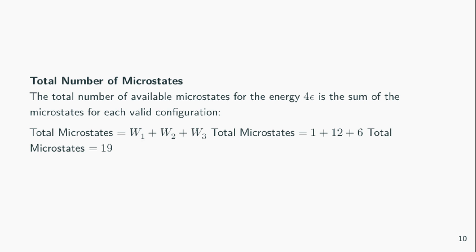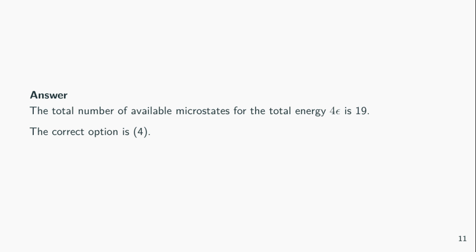Total microstates equals W1 plus W2 plus W3. That's 1 plus 12 plus 6. Adding those up, we get a total of 19 microstates. So there are a total of 19 available microstates for our system of 4 distinguishable particles to have a total energy of 4 epsilon. Looking back at our options, the correct answer is 19, which is option number 4.